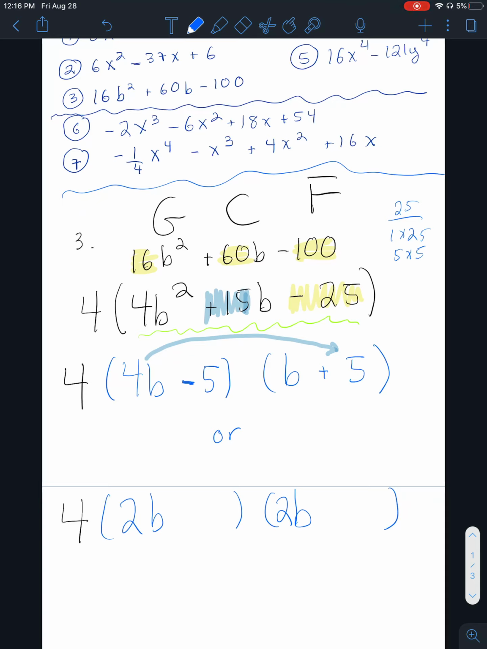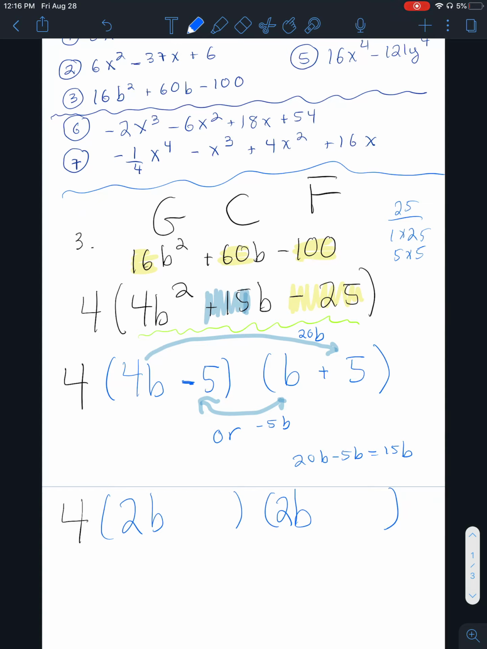And I hope that you see here that 4b times 5 is 20b, and negative 5 times b is negative 5b. And you see how 20b minus 5b gives us 15b. So that actually works out, and I get my answer.